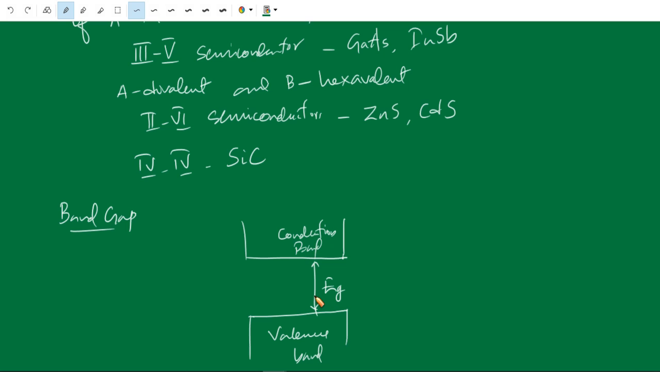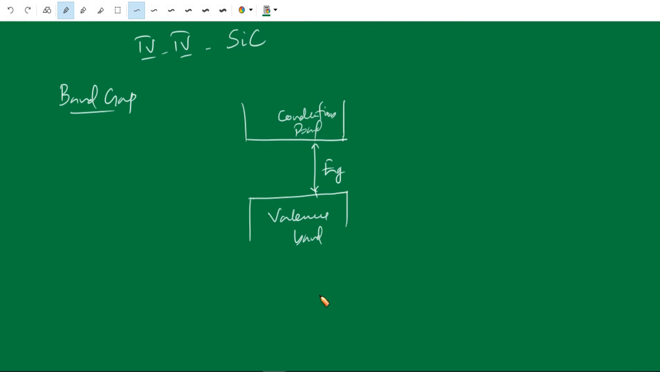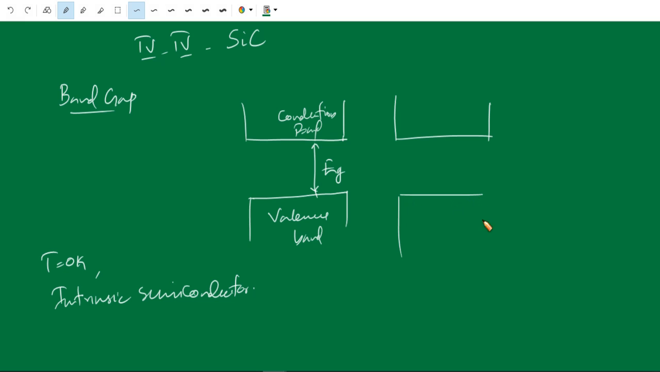Now pure semiconductors are called intrinsic semiconductors, that we know. At T equal to 0 Kelvin, in intrinsic semiconductors the conduction band is completely empty. Here the valence band electrons are occupied, but the conduction band is completely empty at T equal to 0 Kelvin. So they behave like insulators.